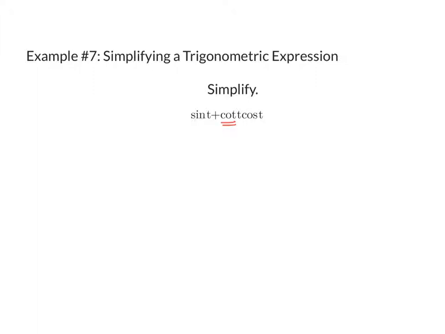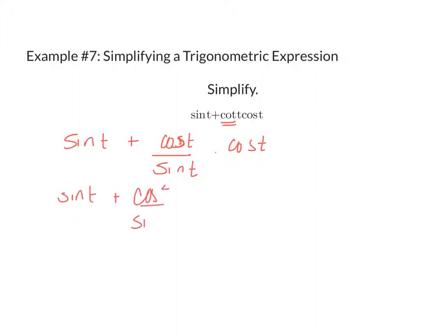So that quotient would be sine t plus, if I rewrite cotangent, cosine t over sine t. And then again, that's times cosine t. Simplifying that would give us sine t plus cosine squared t over sine t.